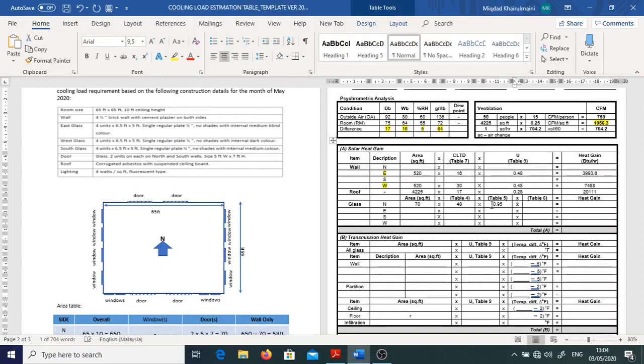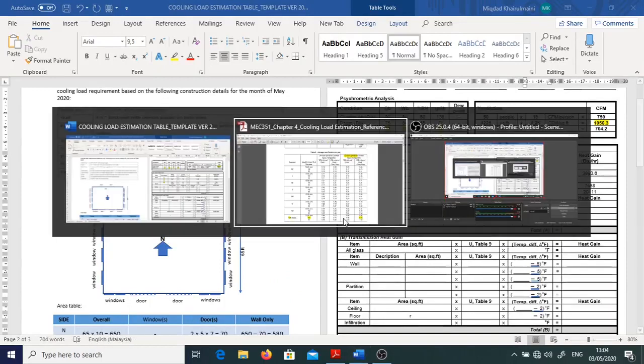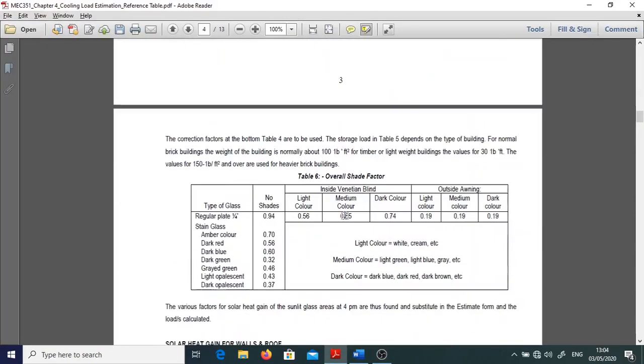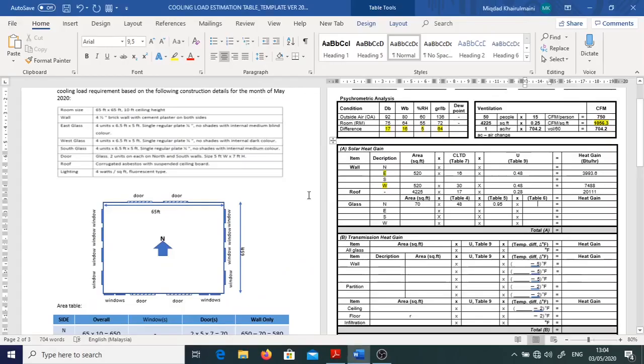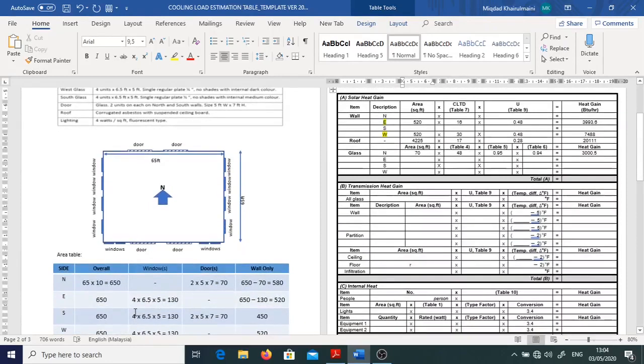Okay, next is the table 6. Table 6 is this shading coefficient. So our material of glass is regular plate, and since there is no shade, so the value is 0.94. So 0.94 here. So we can calculate the total, which is 3005.